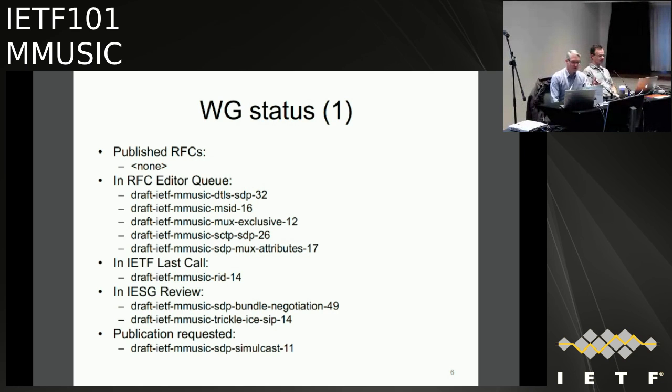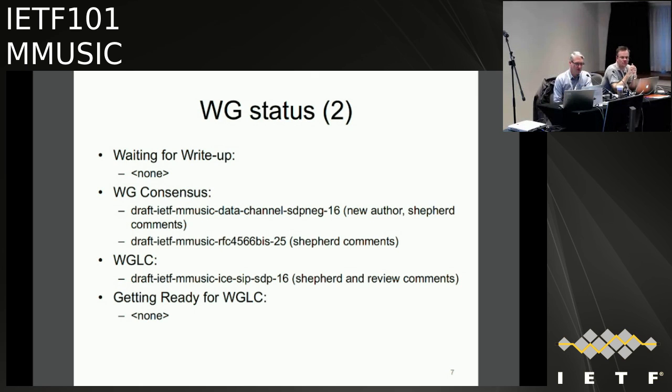So, for the working group status, we have no published RFCs since last meeting, but we have quite a few in the RFC editor queue, and I believe many of them have interdependencies, so expect many to be published at once. We have one draft in IETF last call until the end of March, and we have two drafts, the bundle negotiation and the trickle ICE, in IESG review currently. The SDP simulcast is publication requested.